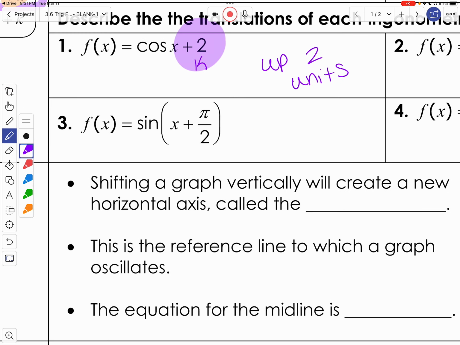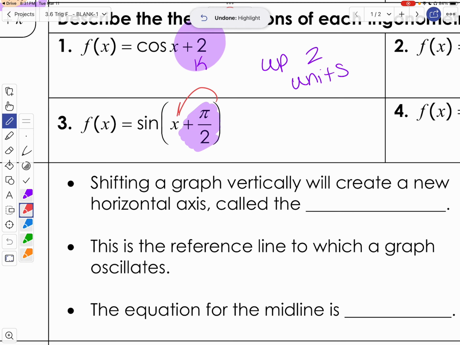Look at the one right below it, number 3. Notice that you do have extra information tucked in here, but notice that there is a set of grouping symbols. They're hanging out, they're tight. You have this pi over 2, and it's hanging out with your ex. Anybody who hangs out with your ex is no longer trusted. So this one did not move to the right like it looks like. It actually went to the left pi over 2 units.